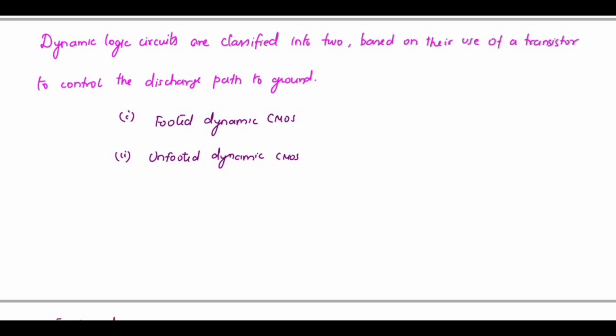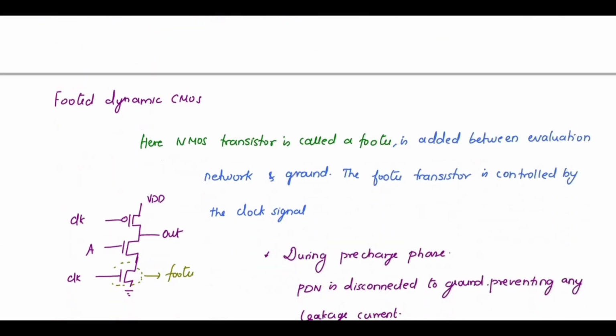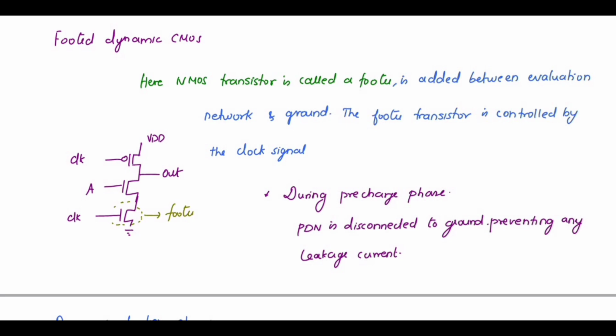First, let us discuss footed dynamic CMOS logic. Here, the NMOS transistor is called the footer. I have represented it with the dotted line, as you can see. It is added in between the evaluation network, that is below the A that is connected to the NMOS, and ground. The footer transistor is controlled by the clock signal. For the gate, I have given a clock signal for the footer transistor.